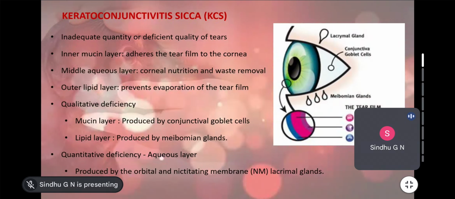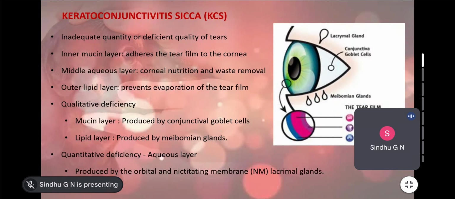And coming to quantitative tear film deficiency, the aqueous layer, the major part of the tear film, will be deficient. Quantity of the tear produced is deficient. So most common cause for quantitative tear film deficiency is immune mediated. Specifically in beagle breeds we can see. Then other than that, excision of the nictitans membrane gland for cherry eye.